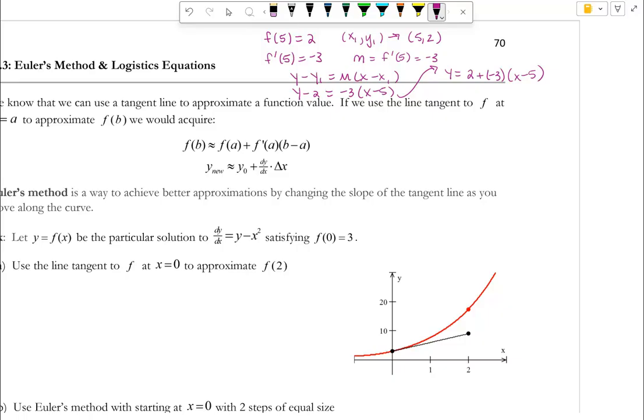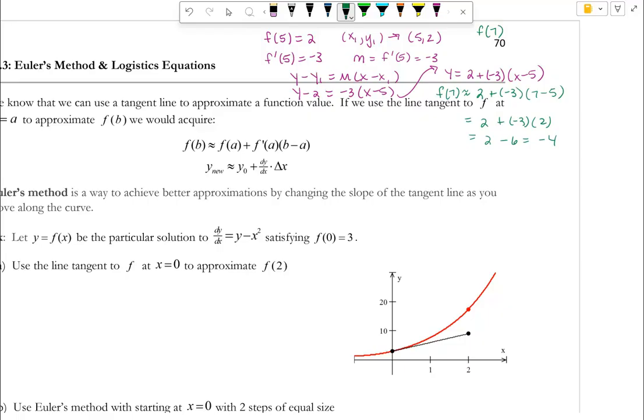So this is just another way that we could write the equation of our tangent line. If I want to use this tangent line to approximate f of 7, and I don't know anything about this curve f, I'll just tell you it's nonlinear, let's assume it's a curve. I might say f of 7 is approximately 2 plus negative 3 times 7 minus 5. 7 minus 5 is 2. That becomes 2 minus 6, so our approximation would be negative 4.